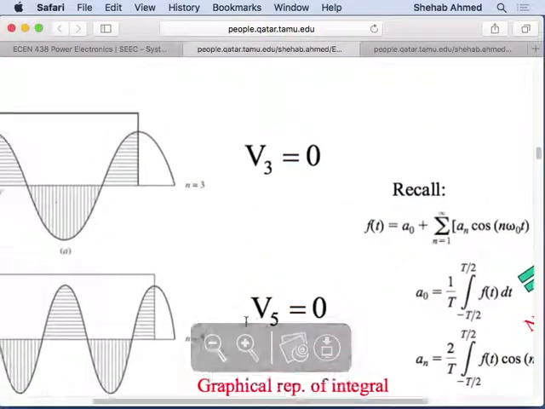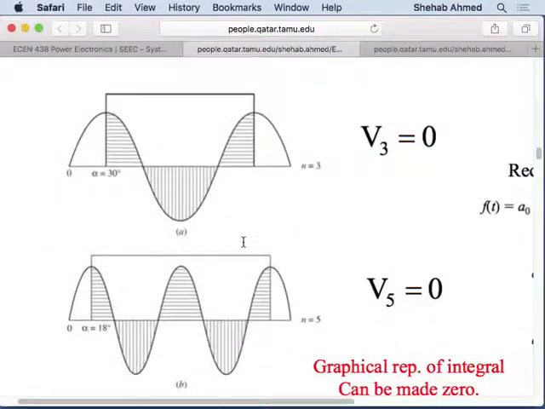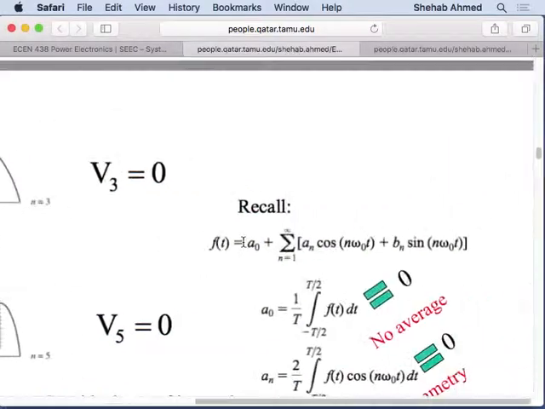I don't know if it's clear. Okay. I'm not sure if it's clear. Okay. I'm taking my f of t.